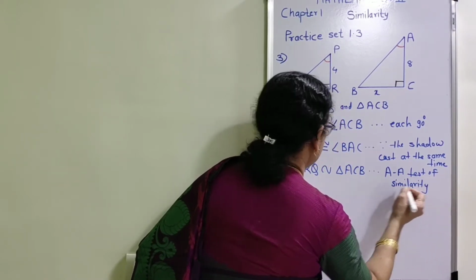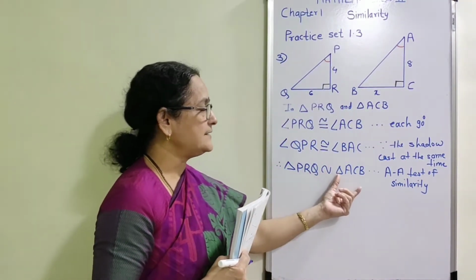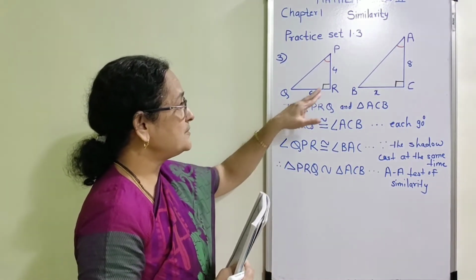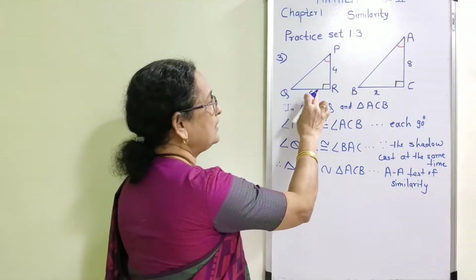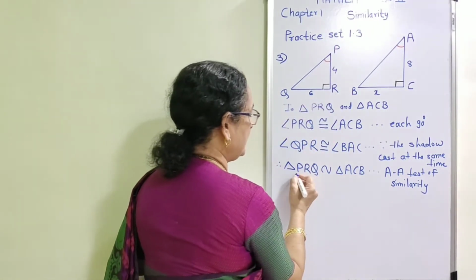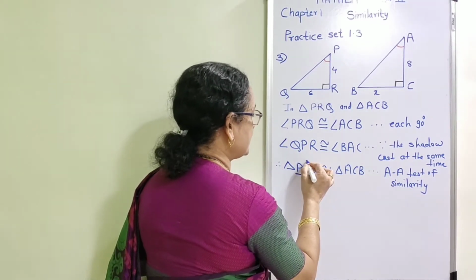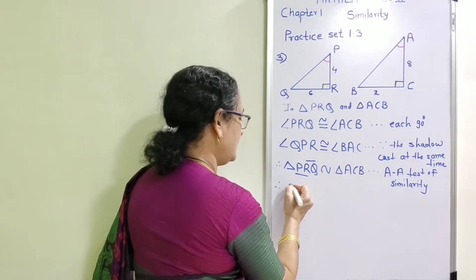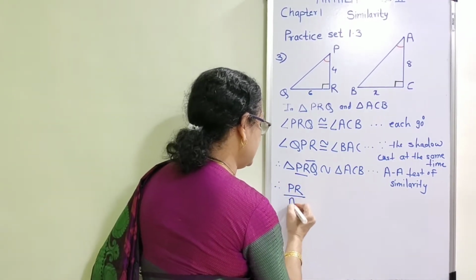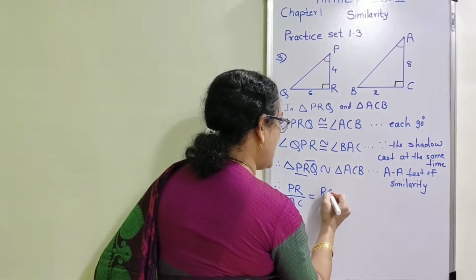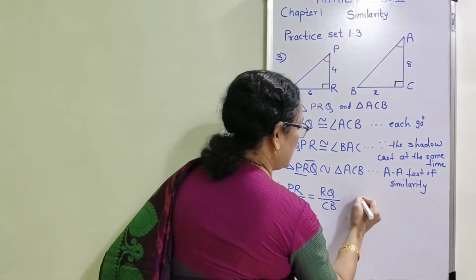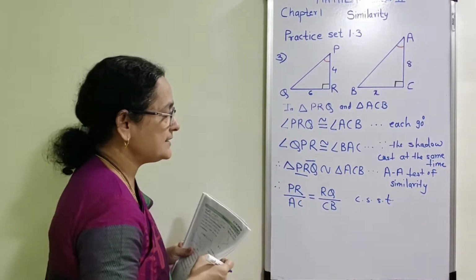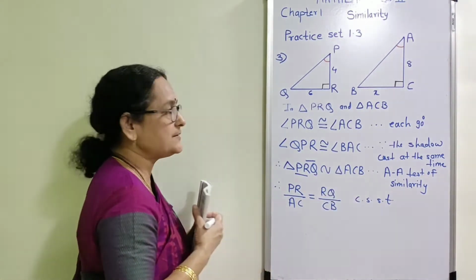Now the second part of the example. Since both the given triangles are similar to each other, their corresponding sides are in proportion. Now observe the given figure. They have given the two sides, PR and QR. Therefore, you are going to write: PR is to AC is equal to RQ is to CB. Corresponding sides of similar triangles. Write it in full words, that is, the reason is corresponding sides of similar triangles.